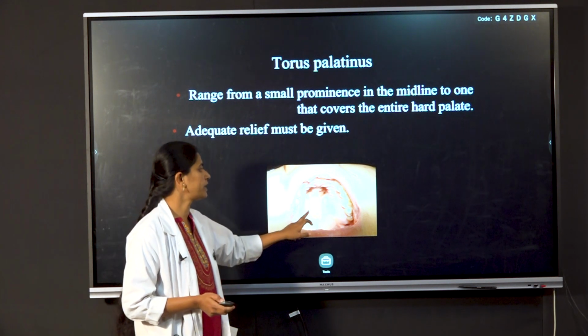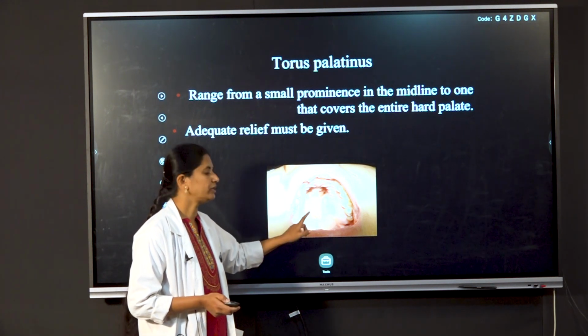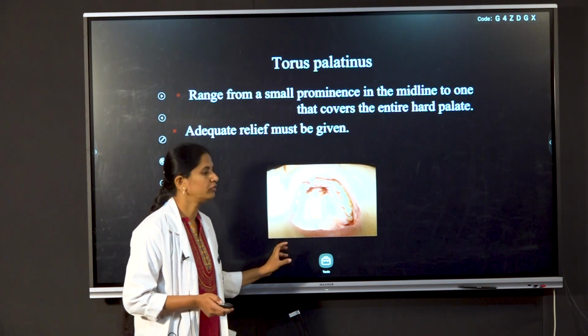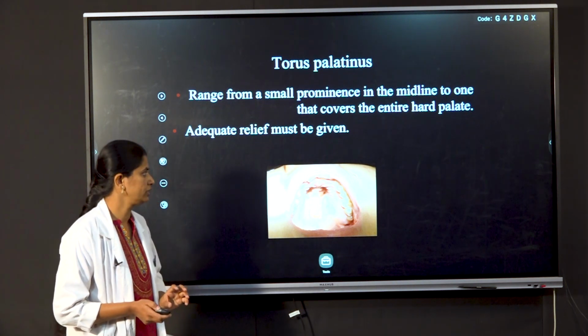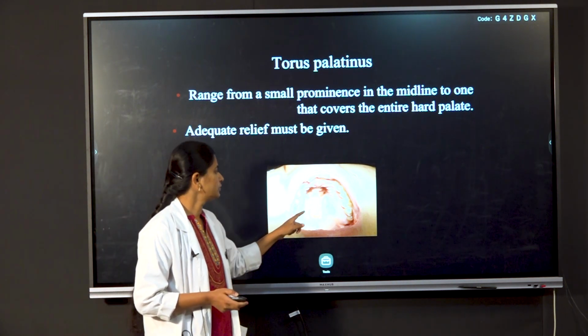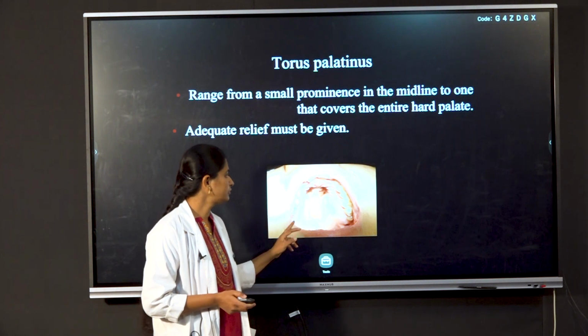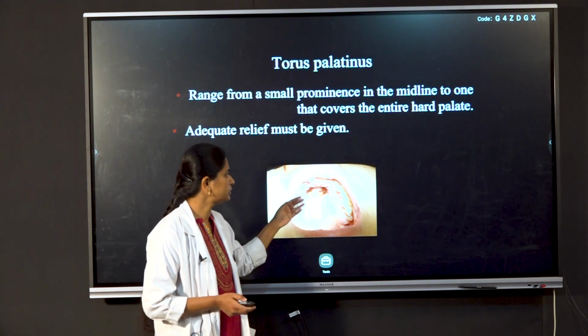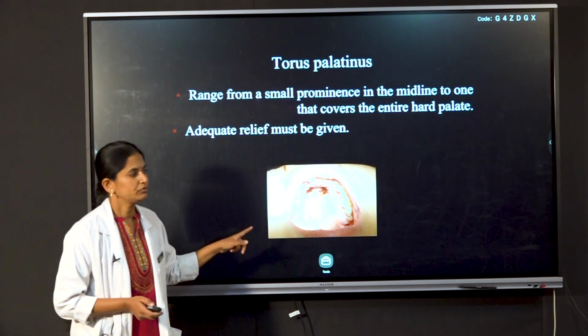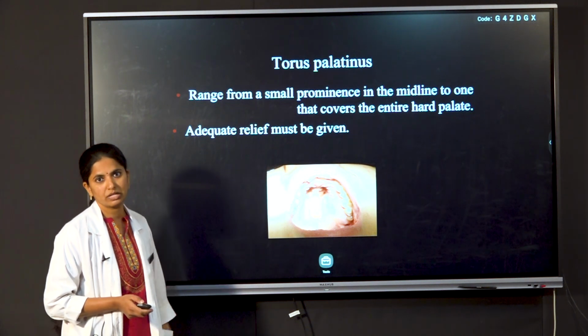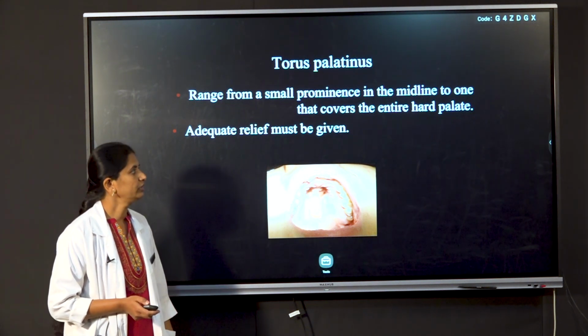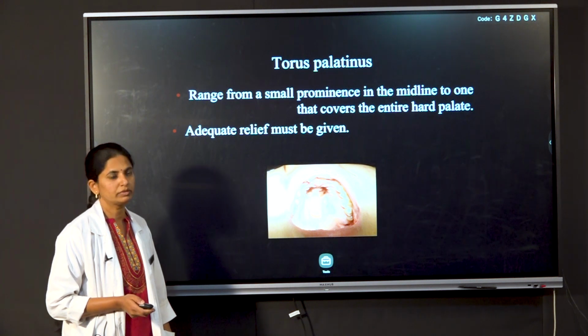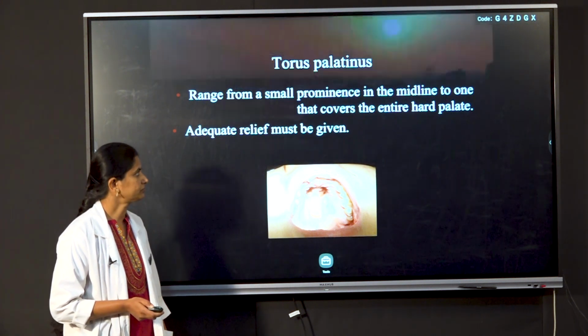And torus palatinus, also called palatal tori, is a bony overgrowth in the mid-palatal suture area. Because of the overgrowth of the bone, here the submucosa is very thin. So if you compress this area, it leads to ulcer formation. So that is why we need to give relief over the torus palatinus.